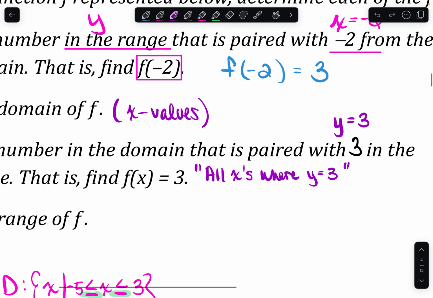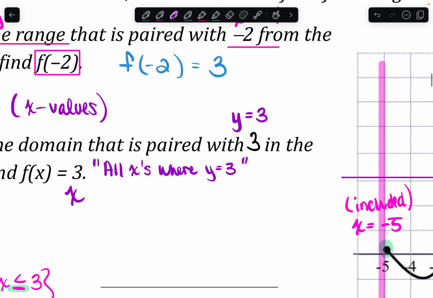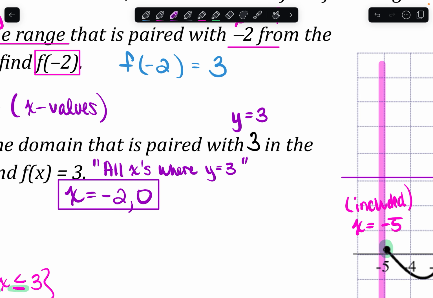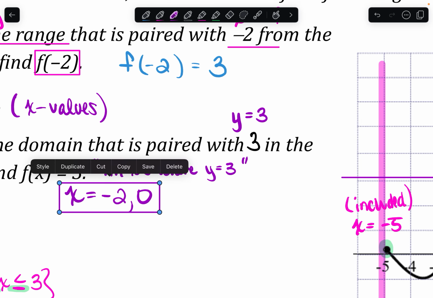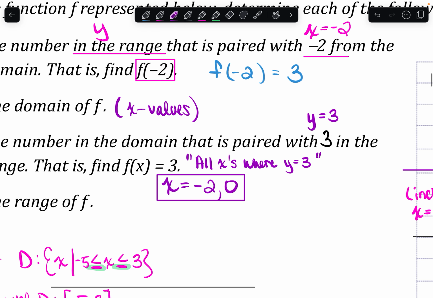So we have 2 here. So x equals -2, we'll just list it below, comma 0. So we had 2 places here. When you're looking for the x values, it is possible to have more than one. When you're looking for the y values, you can only have one. Okay, so this is C.